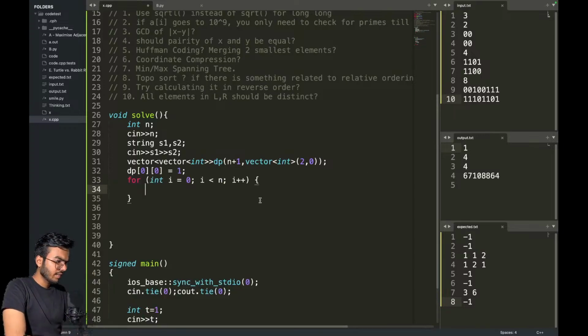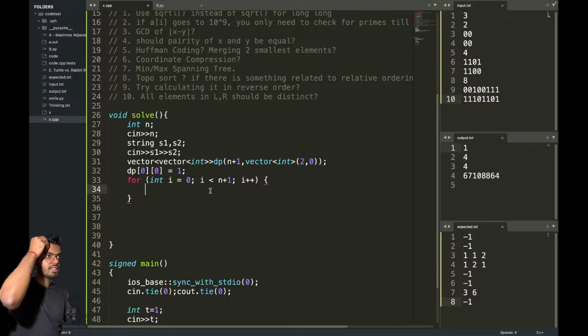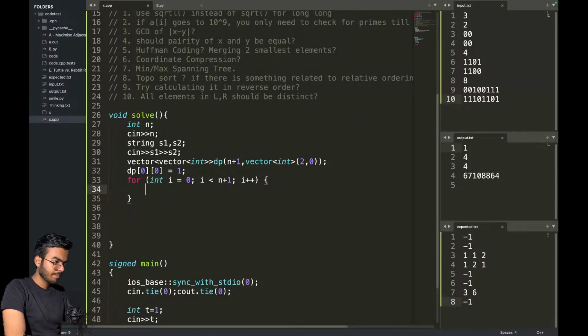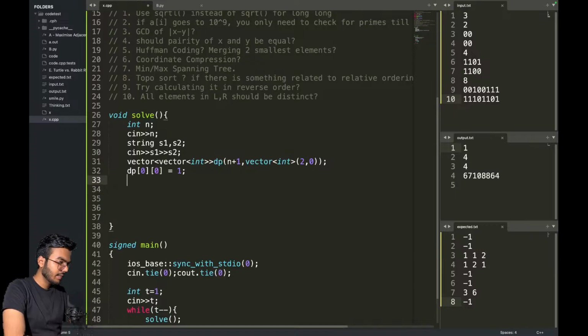Now for n range n, like, okay, let's start with 0. Now whenever I am at a cell, right, let's actually go till n plus 1. So I am currently at this cell, and now if, like, I am at 0 comma 0, currently I am at 0 comma 0. Should I run a DFS or a BFS, something like that?